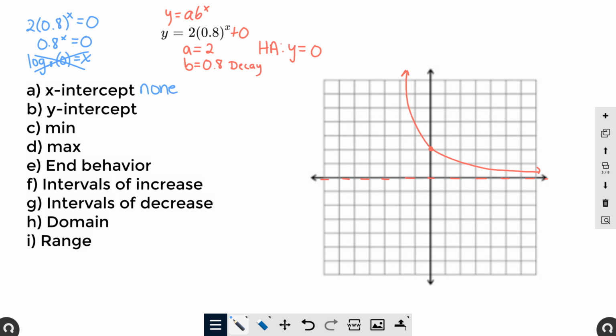Now, y-intercept, we should be able to tell from our graph. So the y-intercept is y equals 2. Minimum. So the minimum for this graph is where it levels off. So for exponential graphs, the minimum is where it levels off at. Where does it level off at? 0. Y equals 0. Does this graph have a maximum point where it stops? No, because the graph keeps going, so the max would be none.